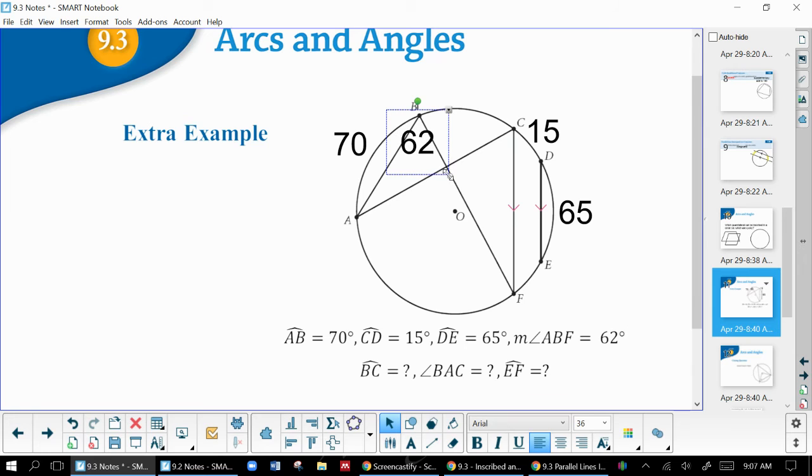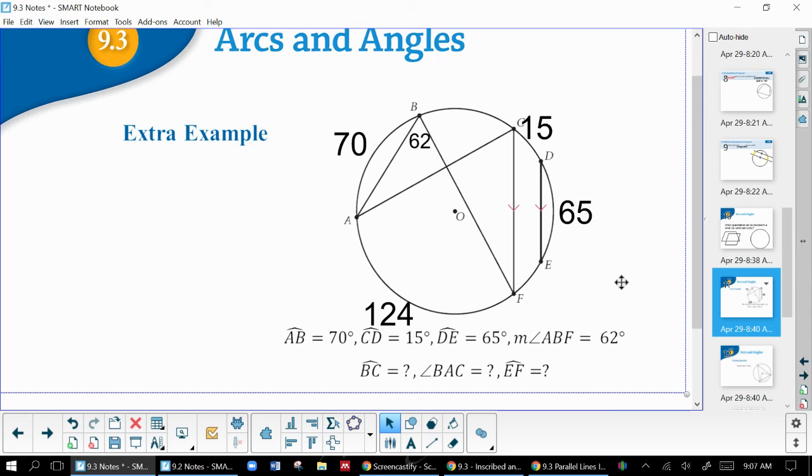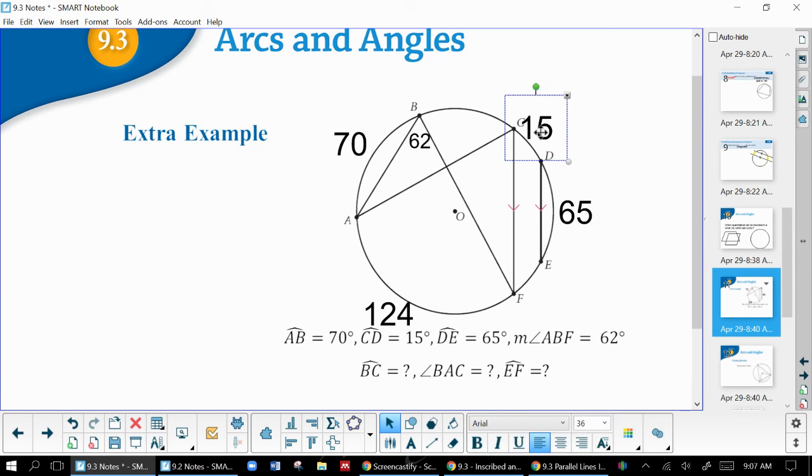Then it's just a matter of going through and starting to find the things that you can find using the different conjectures that we learned about. So one thing I'm seeing here is this angle, 62, is an inscribed angle. So I can use that to find this arc. It's just twice that. So 62 times 2 is 124. So I know that arc is 124. Next thing I might know is, well, these lines are parallel. If this arc is 15, so is this arc.